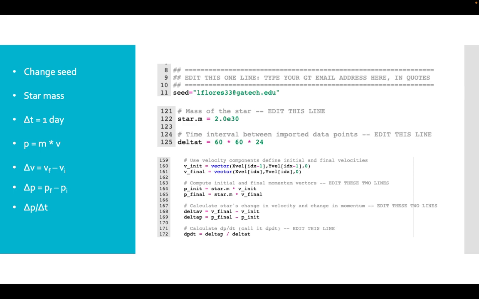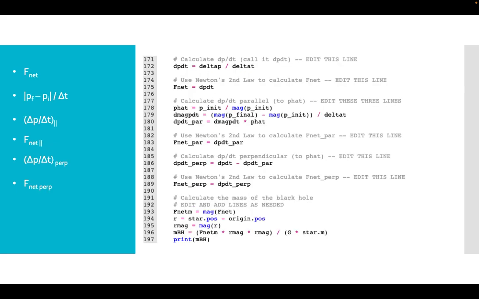And the change in momentum over change in time, that's just delta p over delta t. And then I'm going to also be changing the force net vector to just be equal to dp dt, because that's the only thing acting on the system. Also, the change in momentum over change in time, that's p final minus p initial.